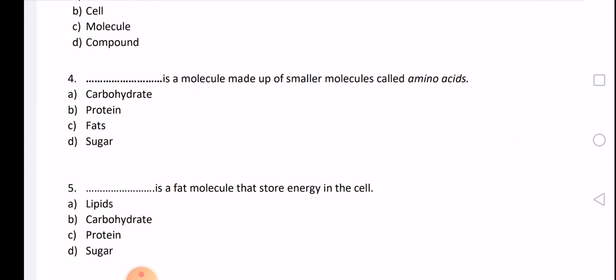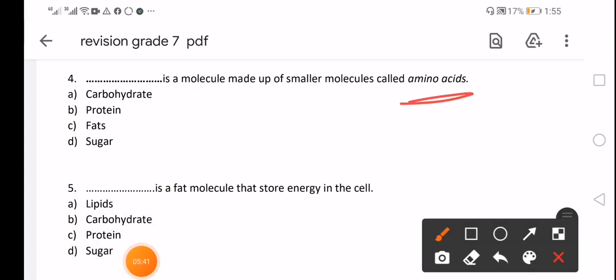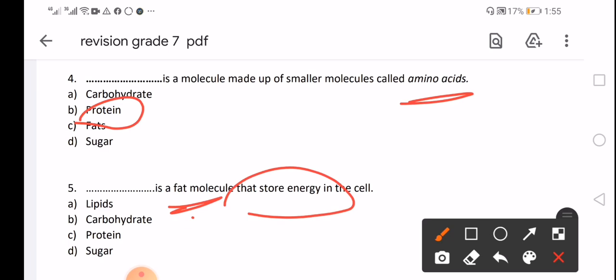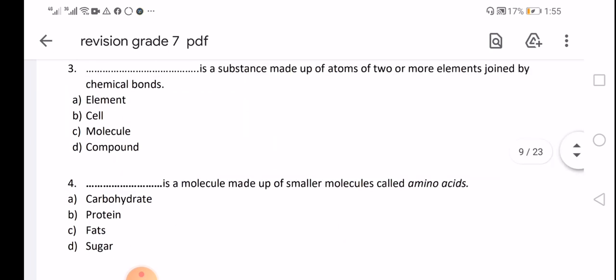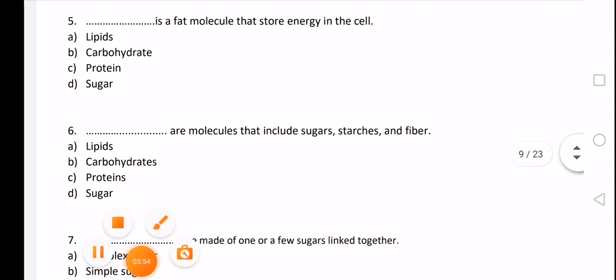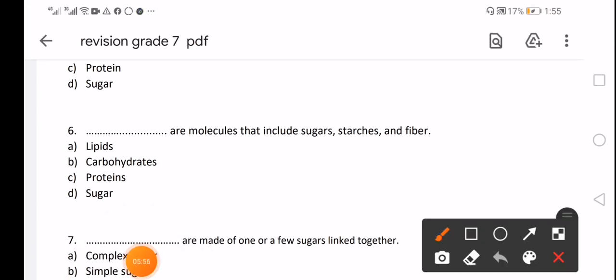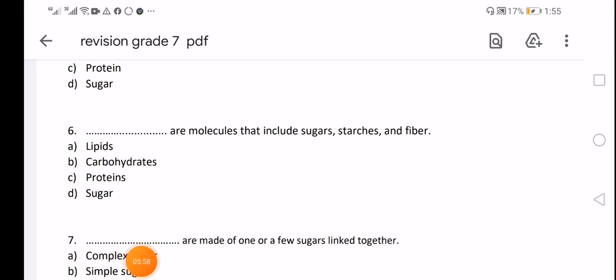A molecule made up of smaller molecules called amino acids: proteins. The fat molecule that stores energy: lipids. Molecules that include sugar, starch, and fibers: carbohydrates.